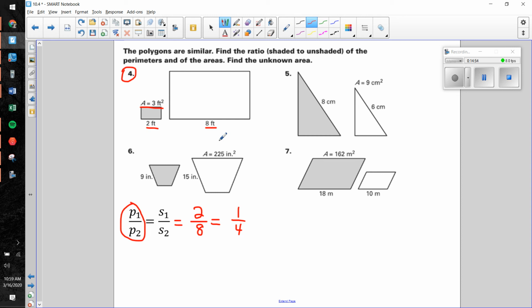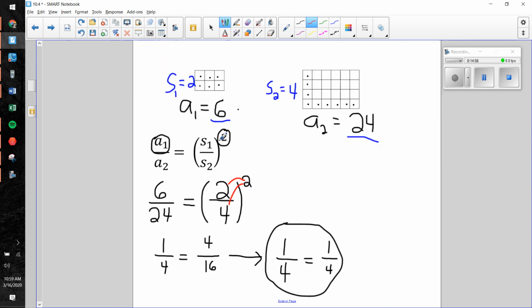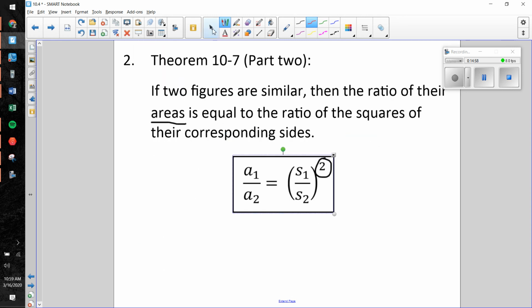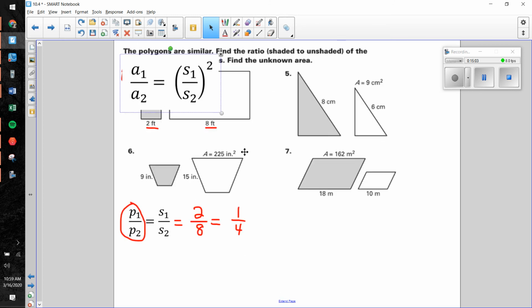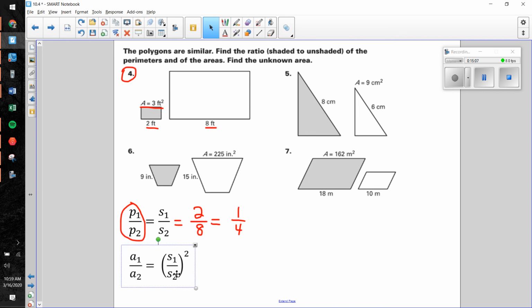They also wanted us to find the ratio of the areas. So to do that, we need the more complicated formula, which is located right here. So let me copy that, and we'll put this one down right underneath it and see what we can do for number 4 here as well. So to do that, the ratio of your areas is the square of the ratio of your sides. So let's try this again now. Side 1, just like before, is still going to be 2. Side 2, just like before, is going to be 8.